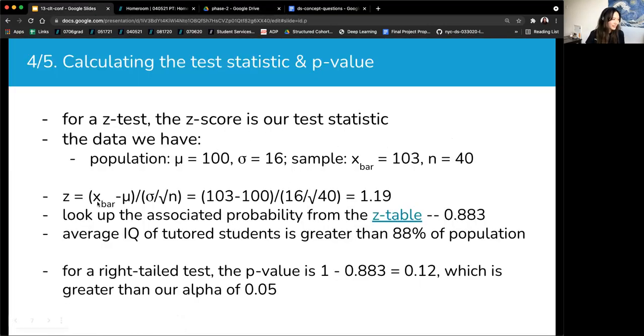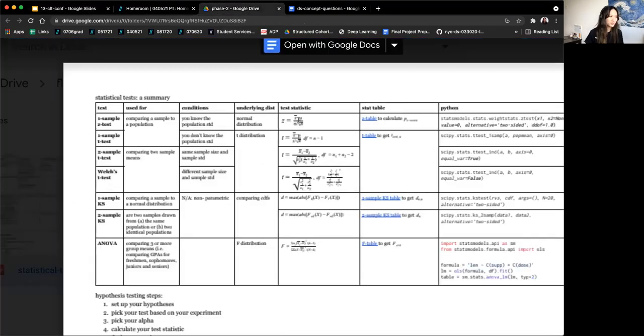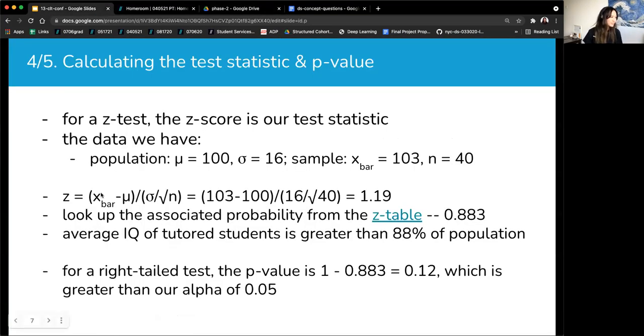So the test statistic is calculated using this formula here: X bar minus mu divided by sigma divided by the square root of n. Don't have to remember any of these formulas. All the formulas will be given to you here. And if you ever have to do this, you can look up the formula. So with this, we're going to calculate our test statistic. And for this group that we're testing, the test statistic turns out to be 1.19. Just plugging in all of our numbers, with our mu and sigma being 100 and 16 and our sample data being 103 for X bar, n equals 40. Just plugging in all the numbers here, you end up with 1.19.